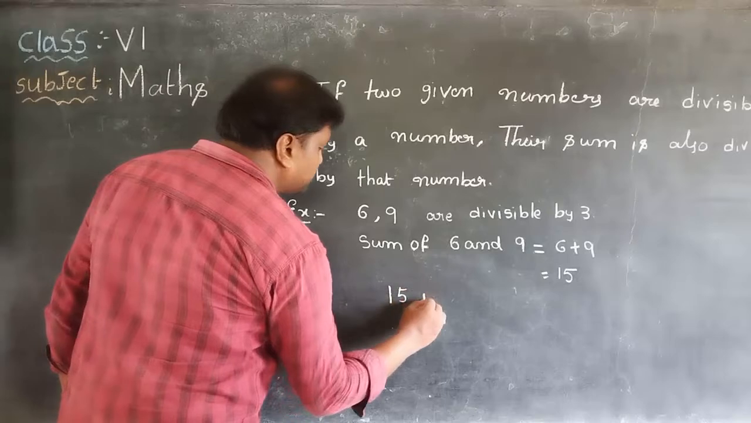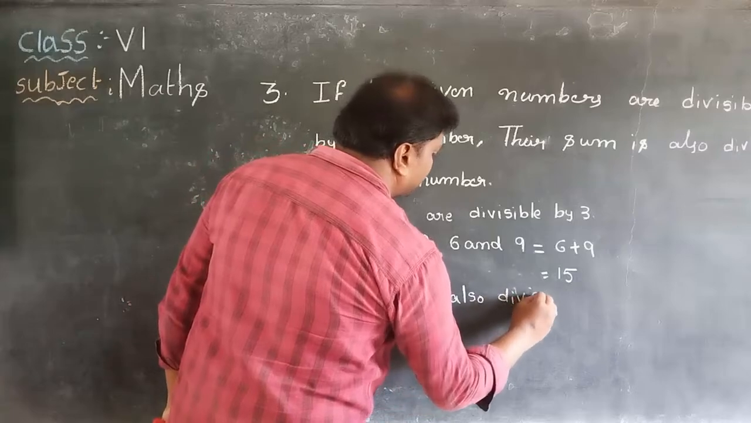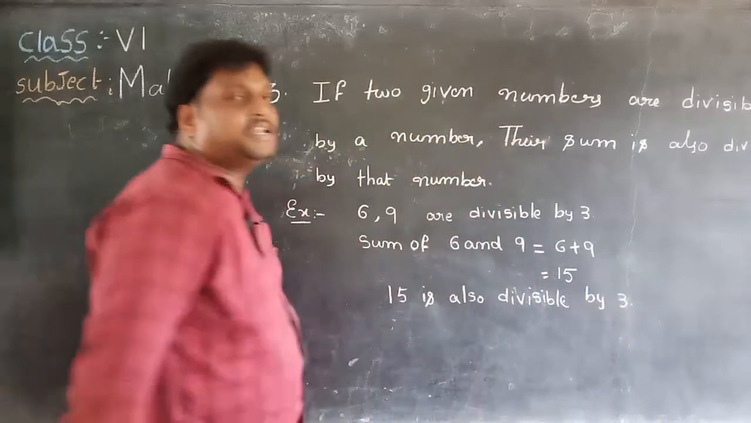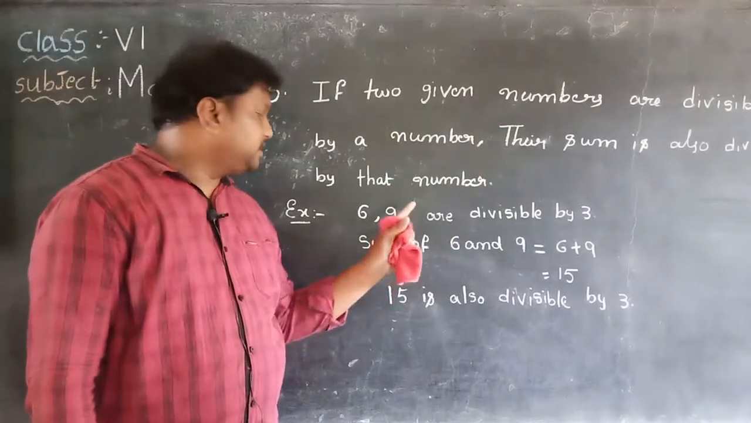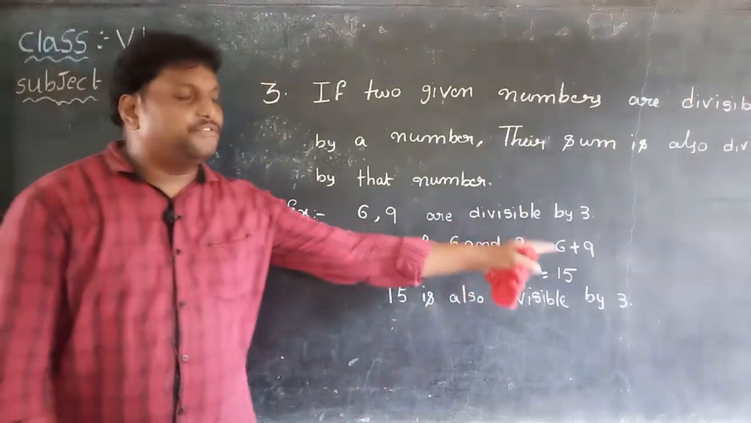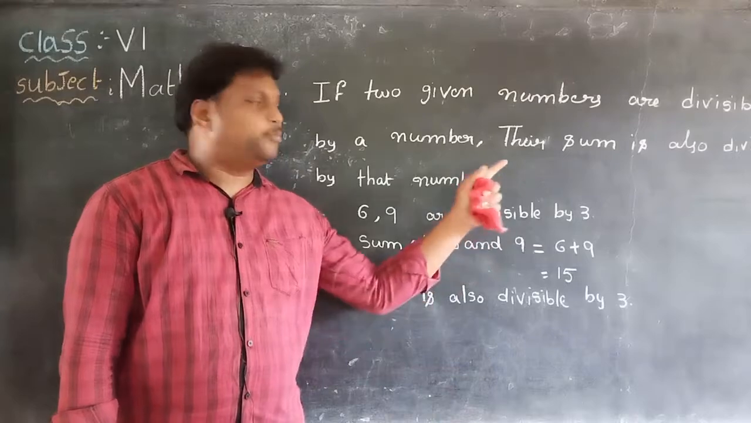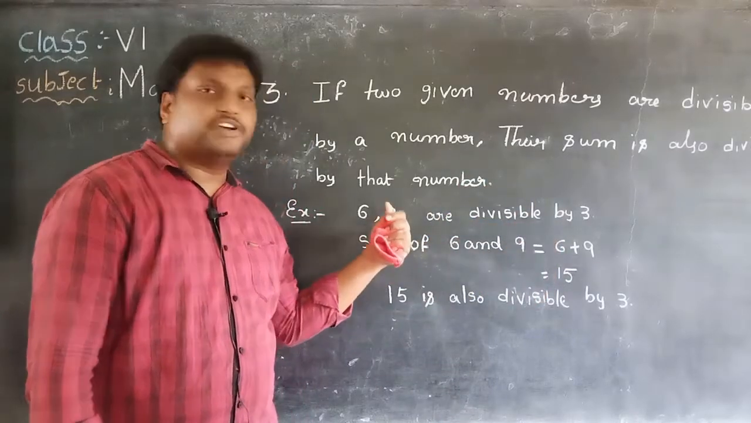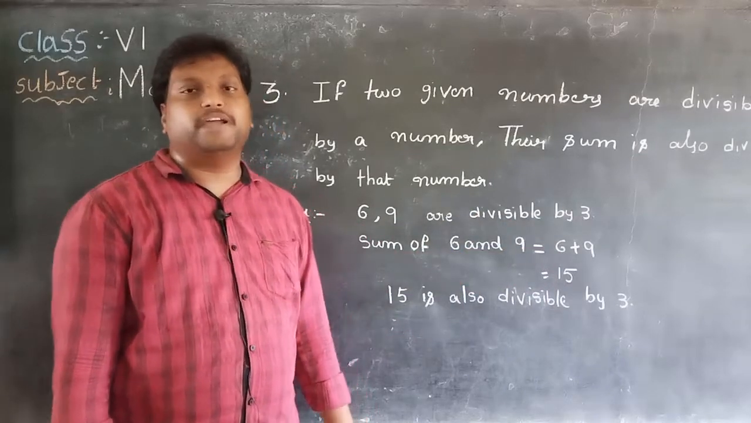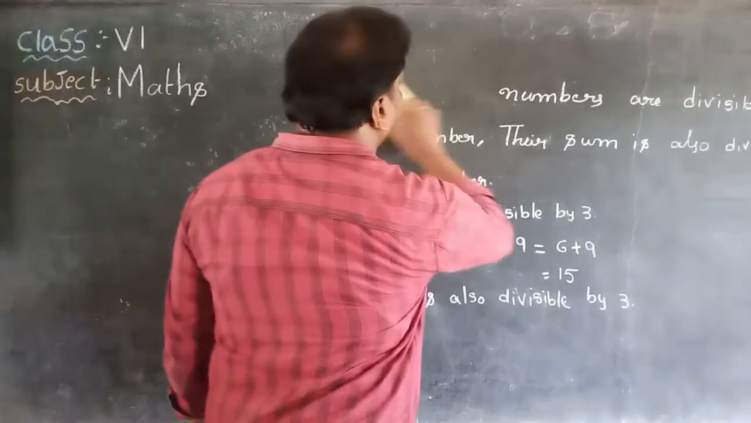Then 15 is also divisible by 3. 3 fives are 15. See here, 3 twos are 6, 3 threes are 9. Like that, if you add 6 plus 9 you get 15, then 3 fives are 15. This means if any two numbers are divisible by a particular number, then the sum of the two numbers is also divisible by the given number. We'll take one more example.